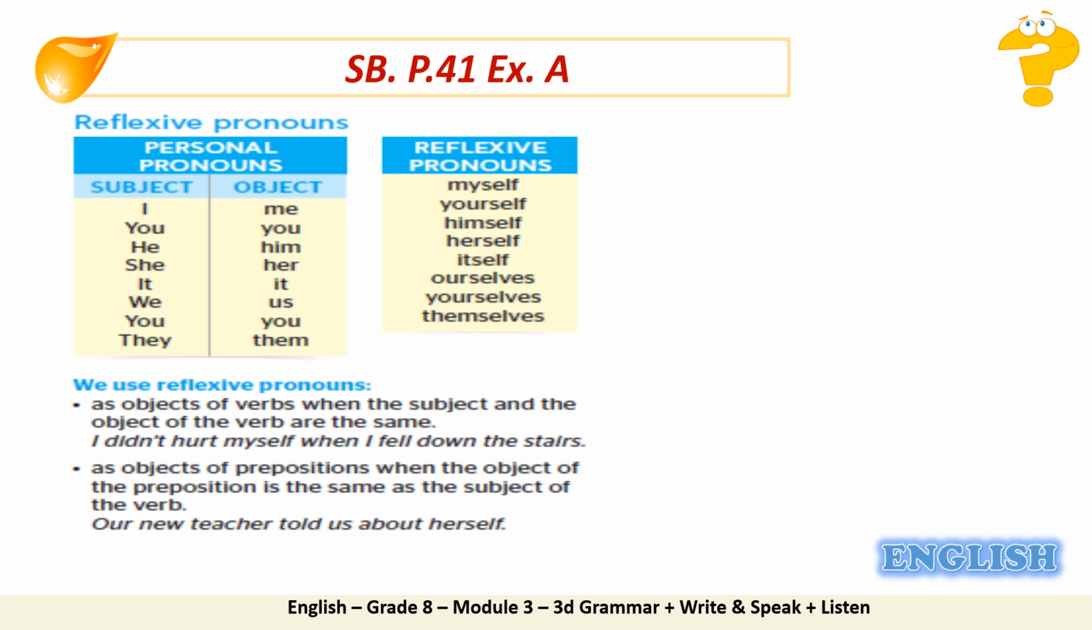So when do we use the reflexive pronouns? We use them as objects of verbs when the subject and the object of the verb are the same. Just like if you say, I didn't hurt myself when I fell down the stairs. One more use, as objects of prepositions when the object of the preposition is the same as the subject of the verb. Like if I say, our new teacher told us about herself.